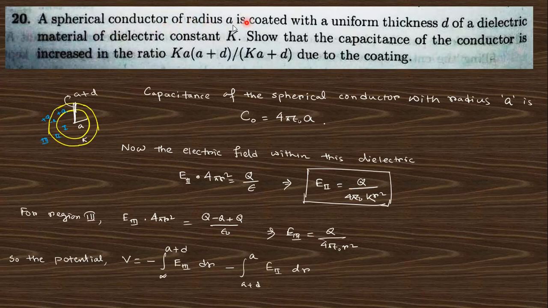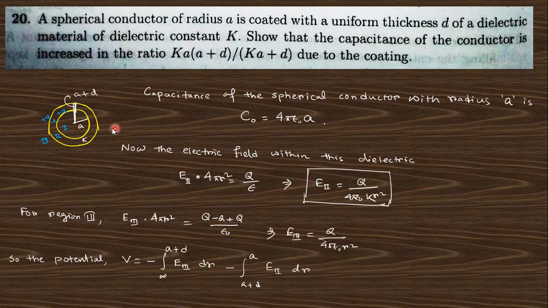A spherical conductor of radius a is coated with a material of uniform thickness d, so the total radius will be a plus d, and the material has dielectric constant k. Due to this coating, the capacitance of the conductor increases by this ratio. Without the coating, the capacitance will be 4 pi epsilon naught a.